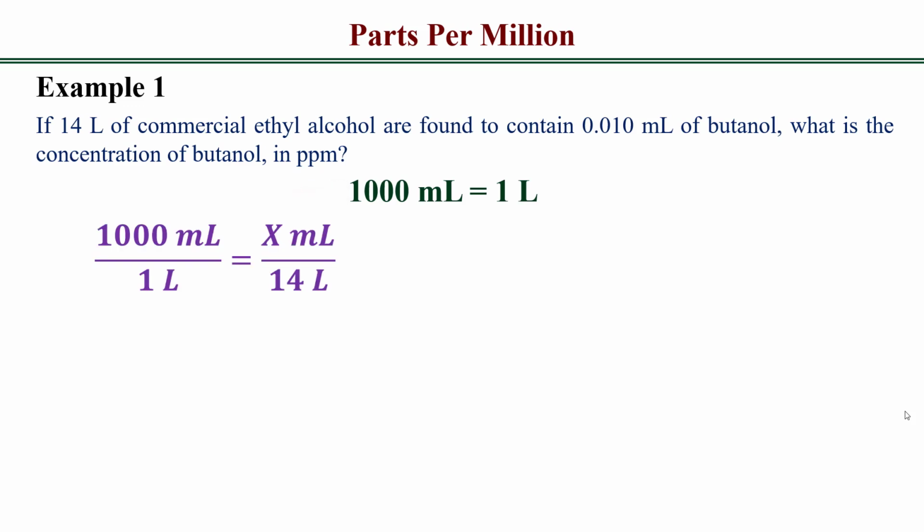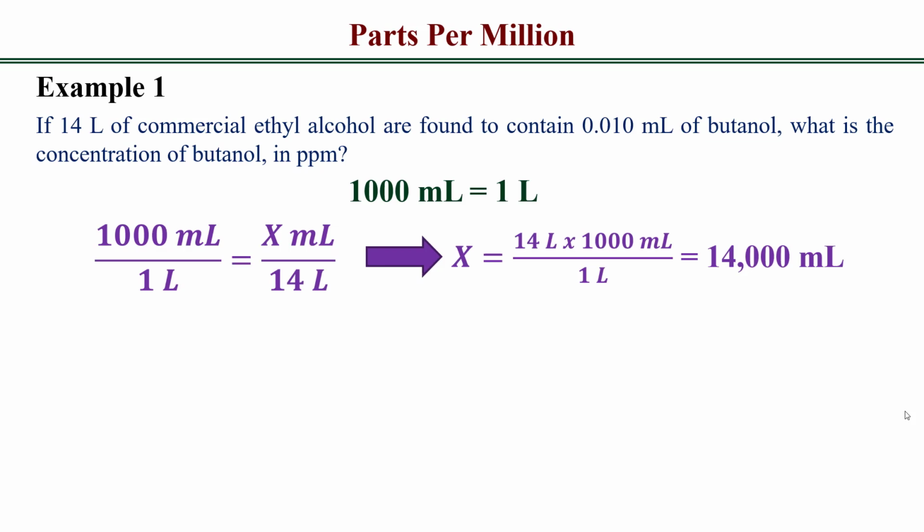So now the first thing we want to do is convert the 14 liters to milliliters. We have our ratio, which says 1,000 mL divided by 1 liter is equal to x milliliters over 14 liters. That becomes our proportion. So we solve for our unknown, which is x. x is equal to 14 liters times 1,000 milliliters divided by 1 liter, and that gives us 14,000 milliliters. So now we know that we have 0.01 milliliters of butanol in 14,000 milliliters of commercial ethyl alcohol.